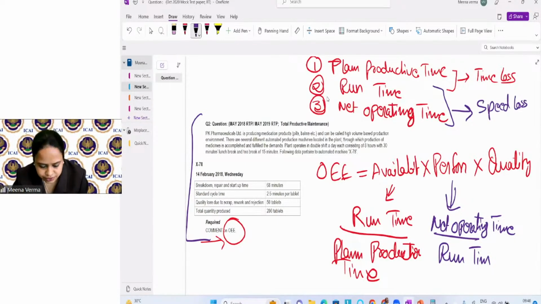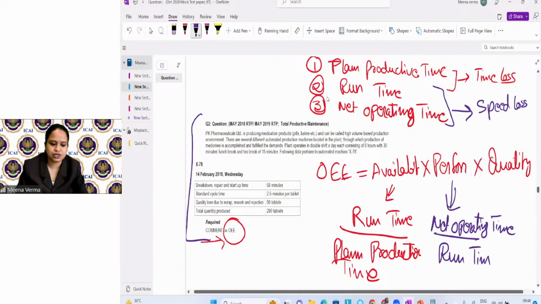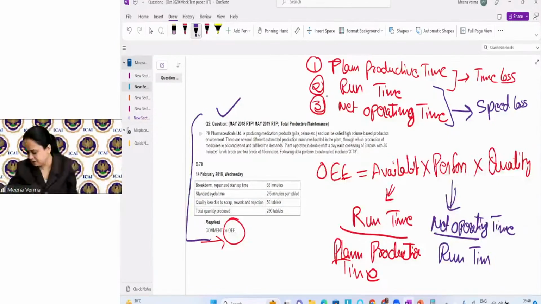Now let's read the question and try to solve it. What is the question? Read it. I'll give you the first two to three minutes. Take your time and read this question.